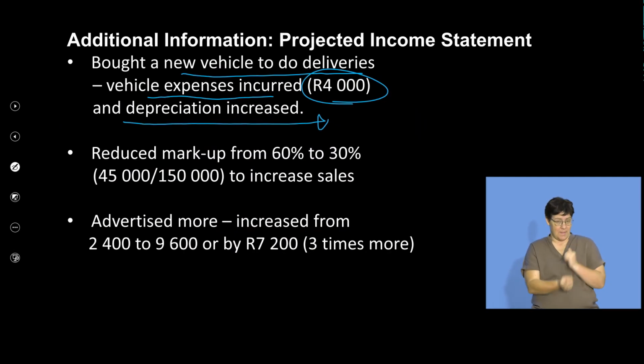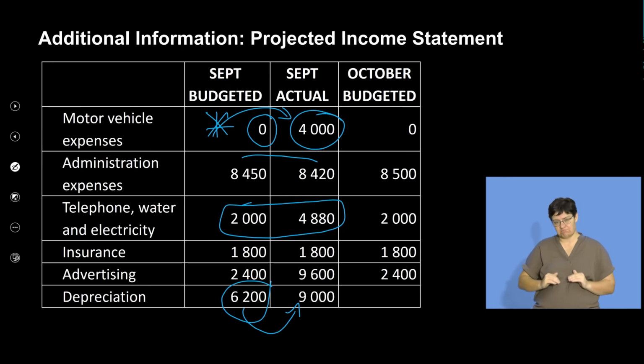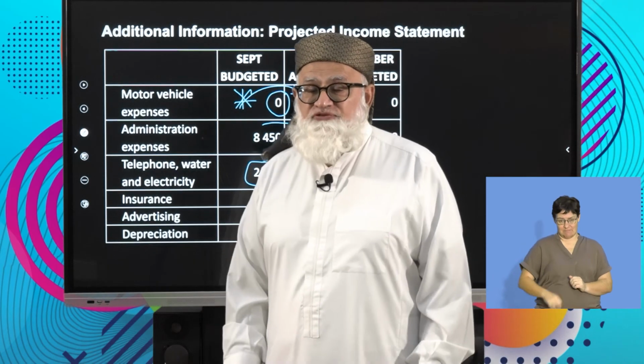As a result of that, you can clearly see your vehicle expenses increased from 0 to 4,000, and your depreciation also increased. I think it was from 6,200 to 9,000 Rand. So obviously this is now impacting on our profits.